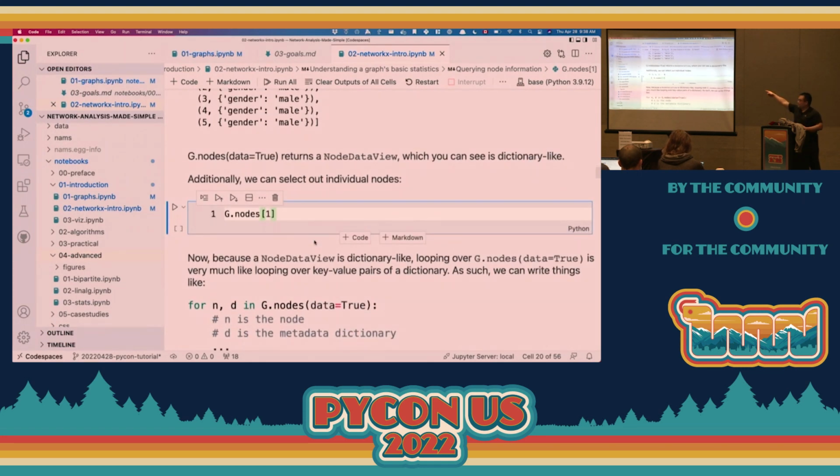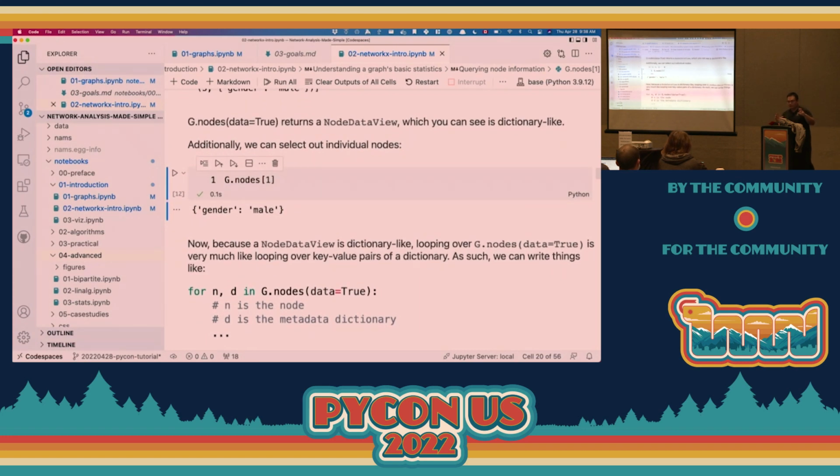We can also select out individual nodes, right? So if we run G.nodes of 1, what we'll get back is the dictionary of metadata that is associated with that node 1, all right?